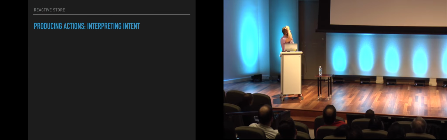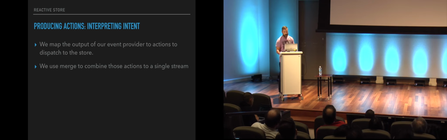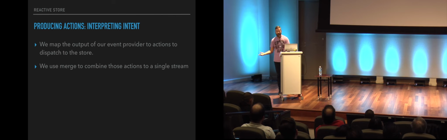So the next thing is the interpreter. The interpreter's job is to interpret intent. That's why it's called an interpreter. So we map the output of our event provider to actions to dispatch on the store, which we talked about. And now we're all in this action world. We can take all of those multiple different streams of UI events, now we have streams of actions, and we can flatten that, merge that down into one stream to feed into our store. And because of the way observables work, it just is magic. They just kind of get interspersed within one another, and we have a consistent stream of actions going into our store.